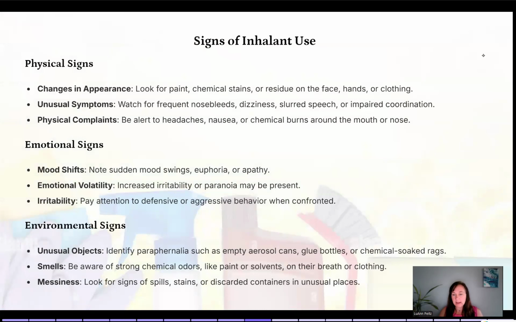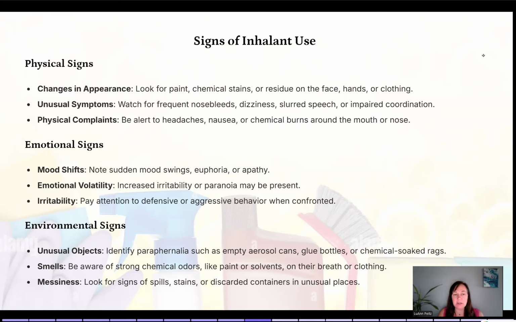Okay, the last one we're going to talk about is inhalant use. Physical signs. So you'll see changes in appearance. So you want to look for paint, chemical stains, or residue on the face, hands, or clothing. Unusual symptoms could be frequent nose bleeds, dizziness, slurred speech, or impaired coordination. Physical complaints, be on alert for headaches, nausea, or chemical burns around the mouth or nose.